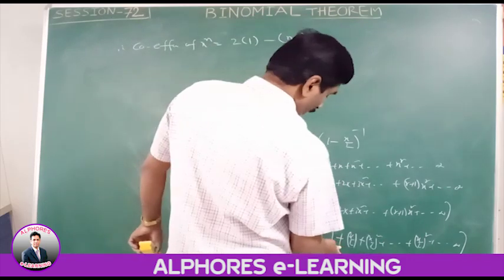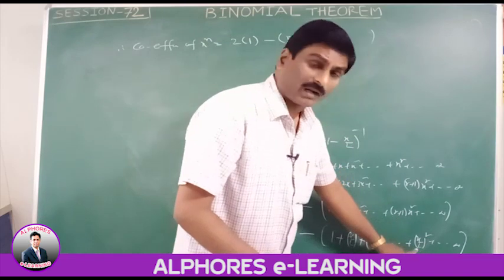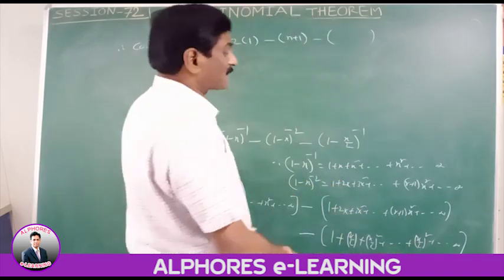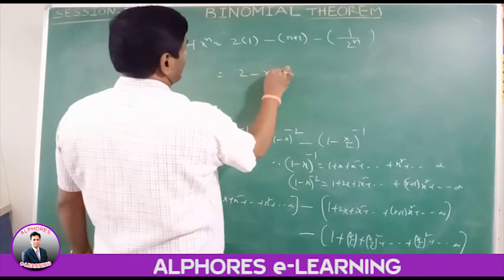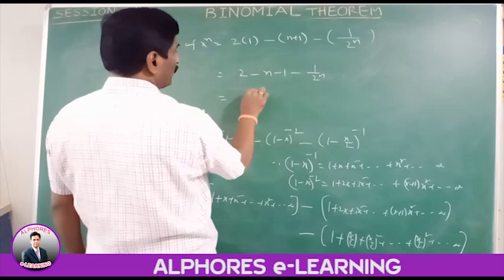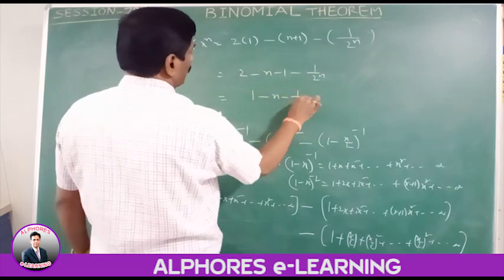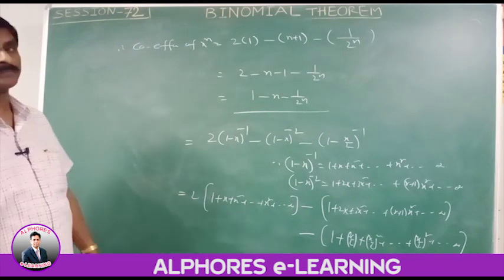Next, what is the coefficient of x power r in the last term? (x by 2) whole power r means 1 by 2 power r. That means the x power n coefficient is 1 by 2 power n. That means 2 minus (n plus 1) minus 1 by 2 power n. What is the final value? 1 minus n minus 1 by 2 power n. It is the coefficient of x power n. Please note this value.